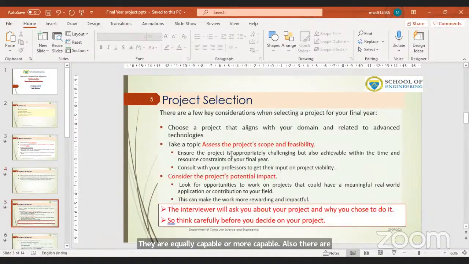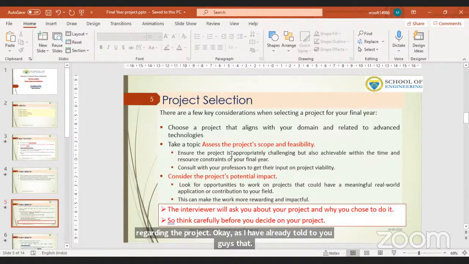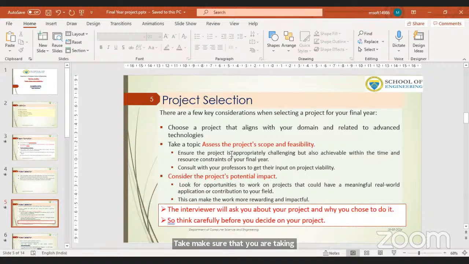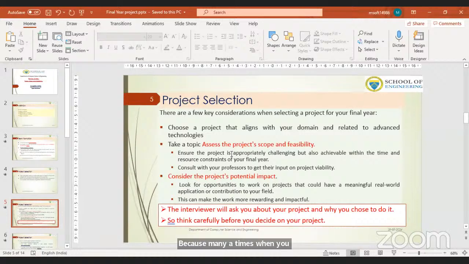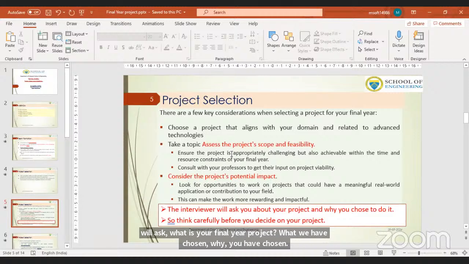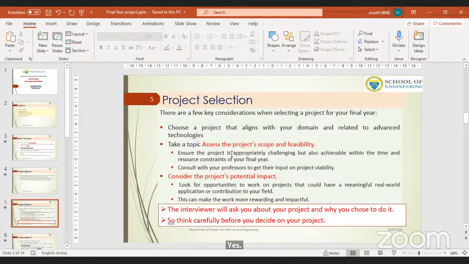And regarding the project selection, as sir has already told you, make sure that you are taking up a real-world project, because many times when you go for interviews, they will ask what is your final year project, what you have chosen, and why you have chosen it. Many times when you are doing a good project and you go to some project expo, you'll get a job opportunity offered if your project is good and you have done good work.